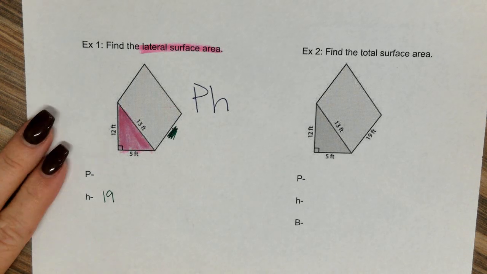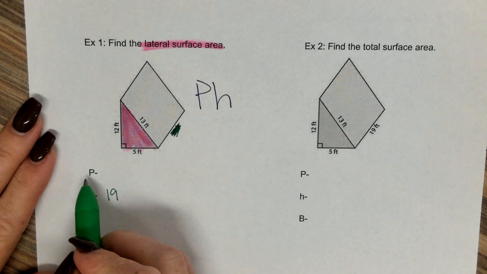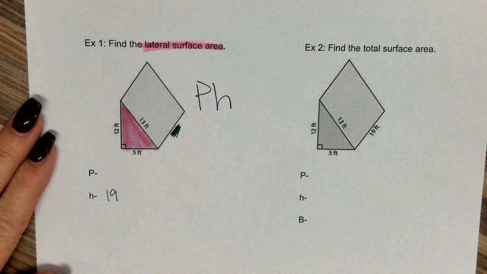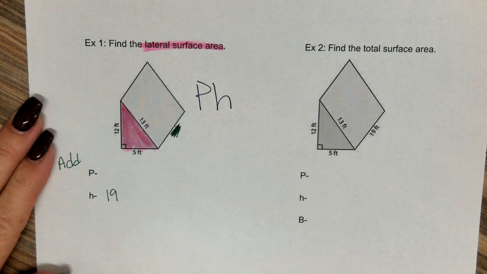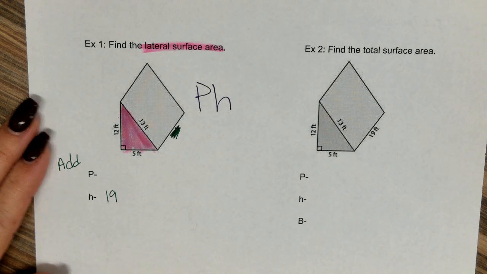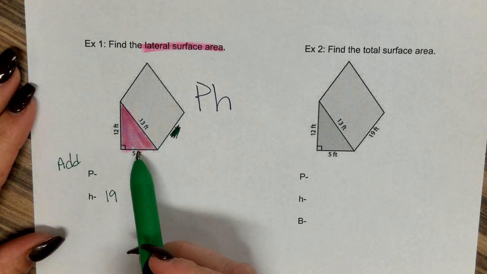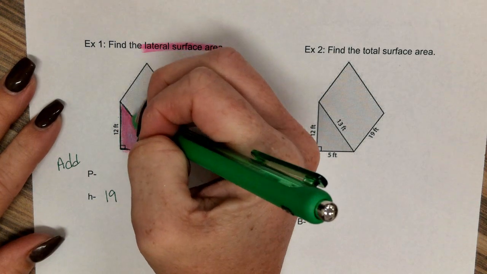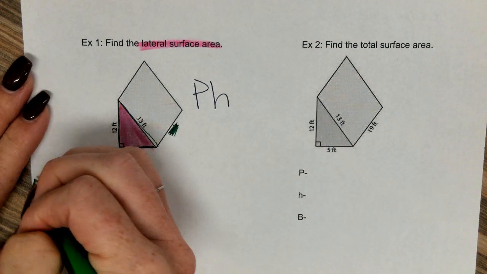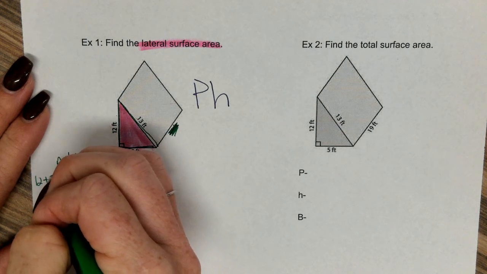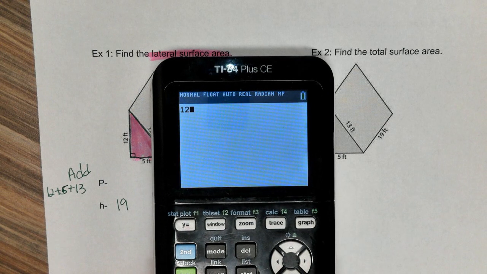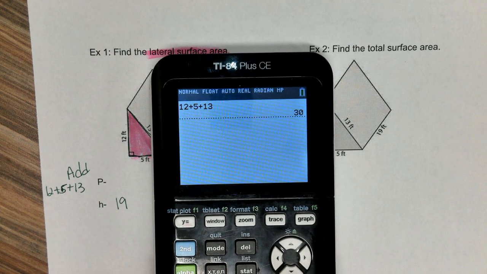Everybody good? All right. What does big P mean? We already did this on our warm-up. Perimeter of the base. So I'm going to add, and y'all might want to write this so that you have good notes, you're going to add the sides of the triangle. So 12 plus 5 plus 13, which is 30.